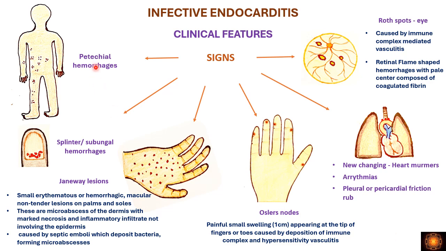So signs, as I told you, we have small petechial hemorrhages all over the body. Then the splinter hemorrhages or subungual hemorrhages, which means the hemorrhages will be present at the nail bed. And Janeway lesions, this means we have multiple hemorrhagic spots on the palms or on the soles.